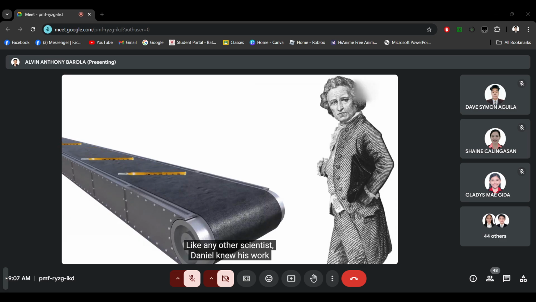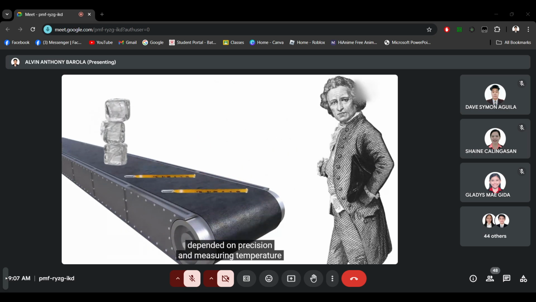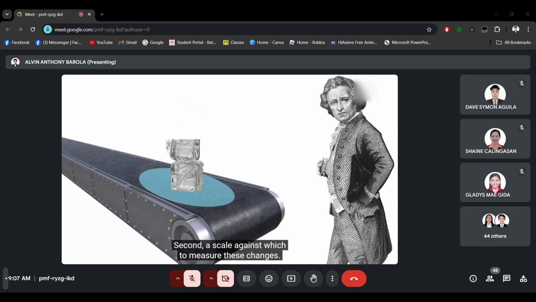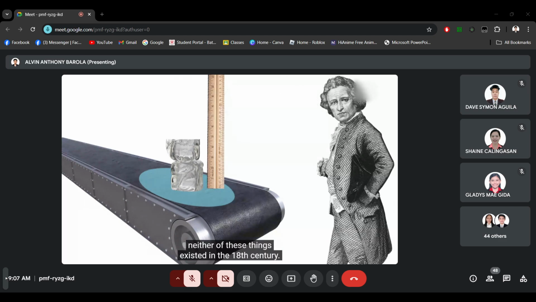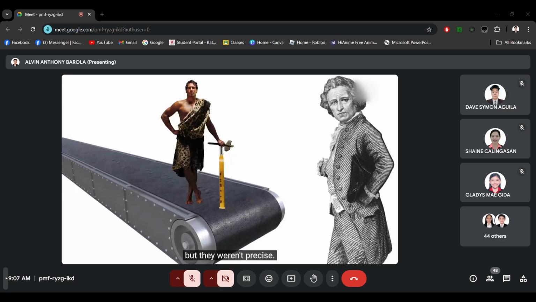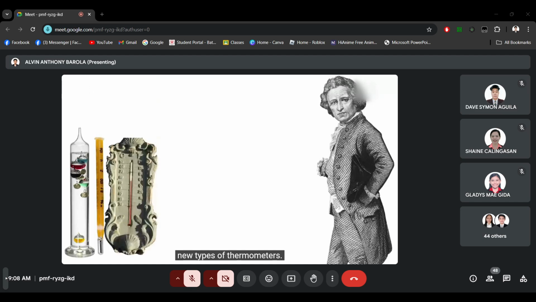Like any other scientist, Daniel knew his work depended on precision, and measuring temperature requires two things. First, a reliable way of indicating a change in temperature. Second, a scale against which to measure these changes. But here's the problem. Neither of these things existed in the 18th century. Sure, people had been making thermometers for centuries, but they weren't precise. Daniel knew this, and he created several new types of thermometers.